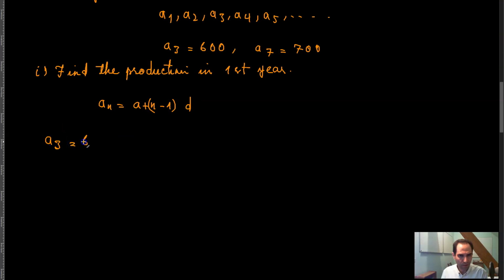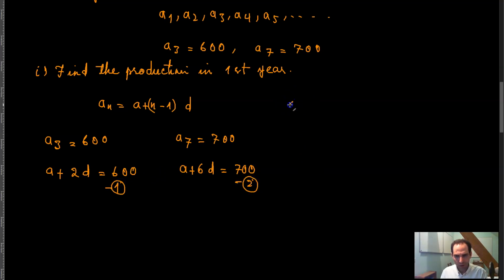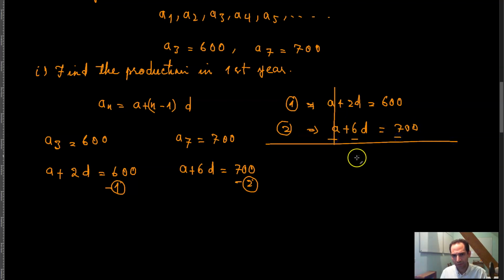When I say A of 3 is equal to 600, that means based on this formula, A plus 2D is equal to 600. And when I say A of 7 is equal to 700, that means A plus 6D is equal to 700. Calling these equation 1 and equation 2, subtracting them, I will get negative 4D is equal to negative 100, which means that D is equal to 100 divided by 4, which is equal to 25.